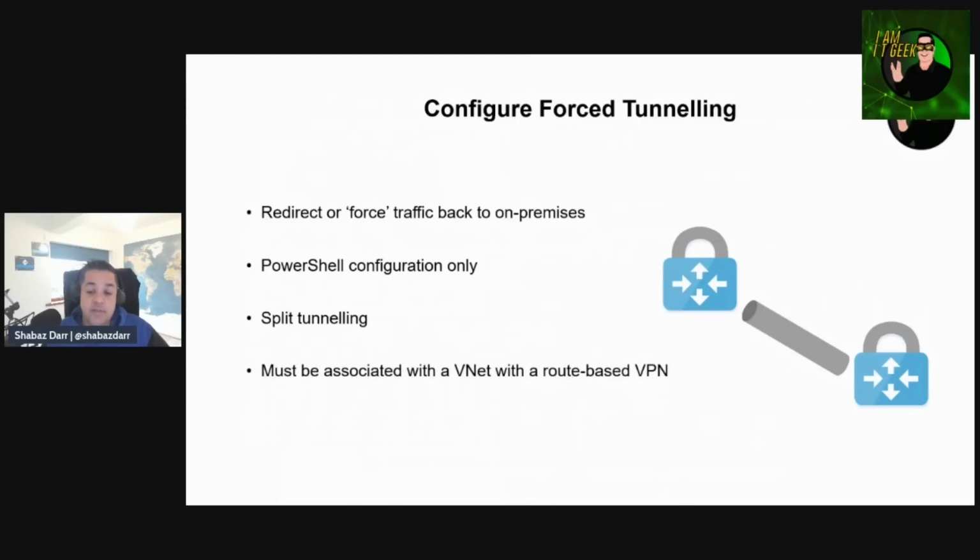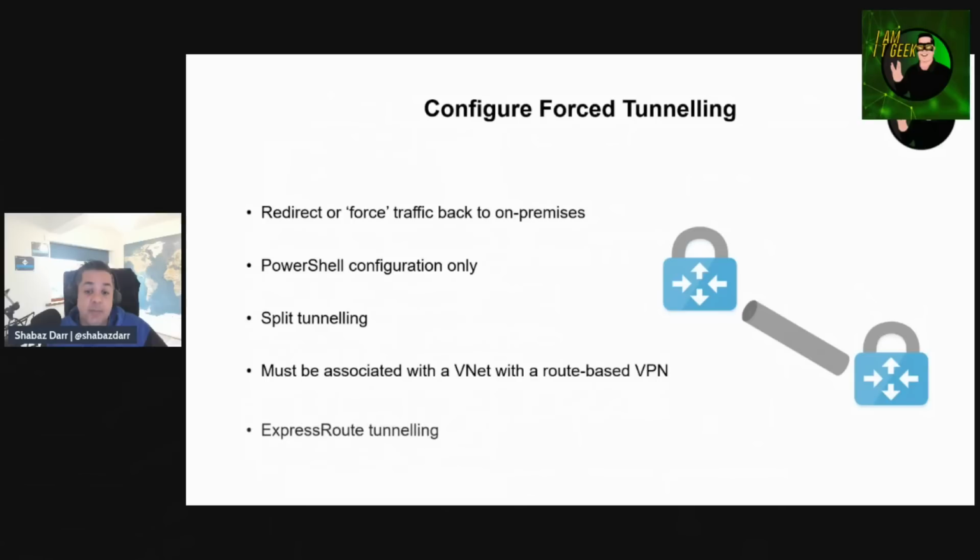The first one is, force tunneling must be associated with a VNet that has a route-based VPN gateway. So make sure you remember that it has to be a route-based VPN gateway. Your force tunneling configuration will override the default route for any subnet in its VNet. So you need to set a default site among the cross-premises local sites connected to the virtual network. Also, the on-premises VPN device must be configured using 0.0.0.0/0 as its traffic selectors.